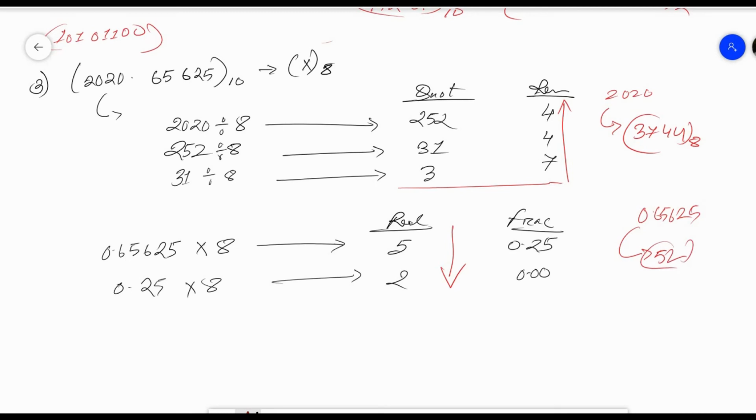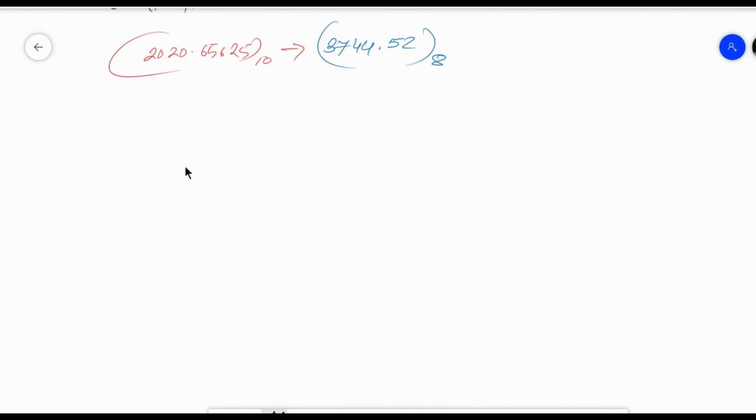So if we just write down the whole number, 2020.65625 in decimal, we have 3744.52 in octal system. Now we'll move on to the last example, in which we will learn how to convert from decimal to hexadecimal. So we are given 5050 in decimal system, and we have to convert that to hexadecimal system.